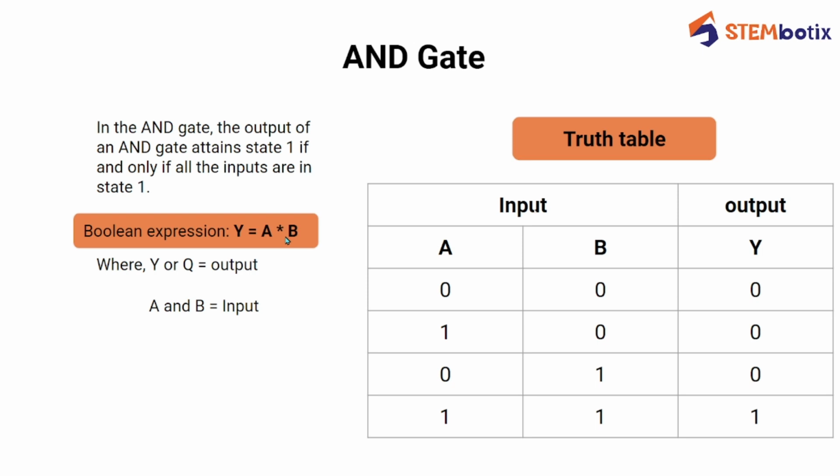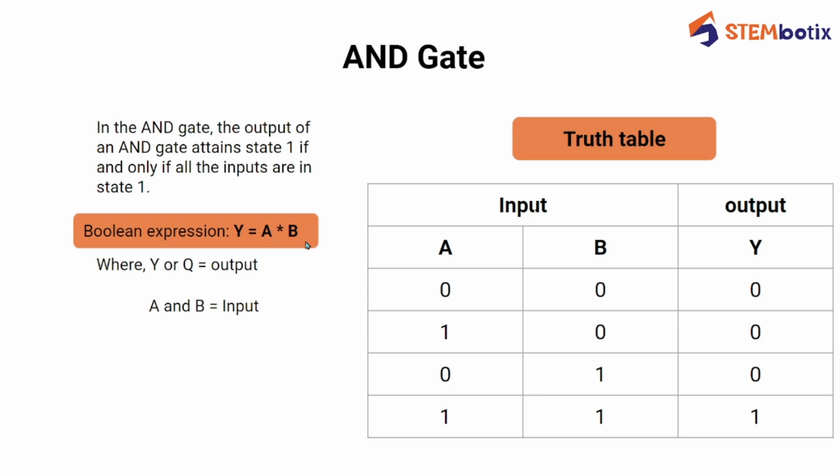So let's make the truth table for AND gate. Now let's put 0 and 0 over here. 0 multiplies with 0 gives you 0 only. So whenever the input A and input B both are in 0 state, then output will be in 0 state.